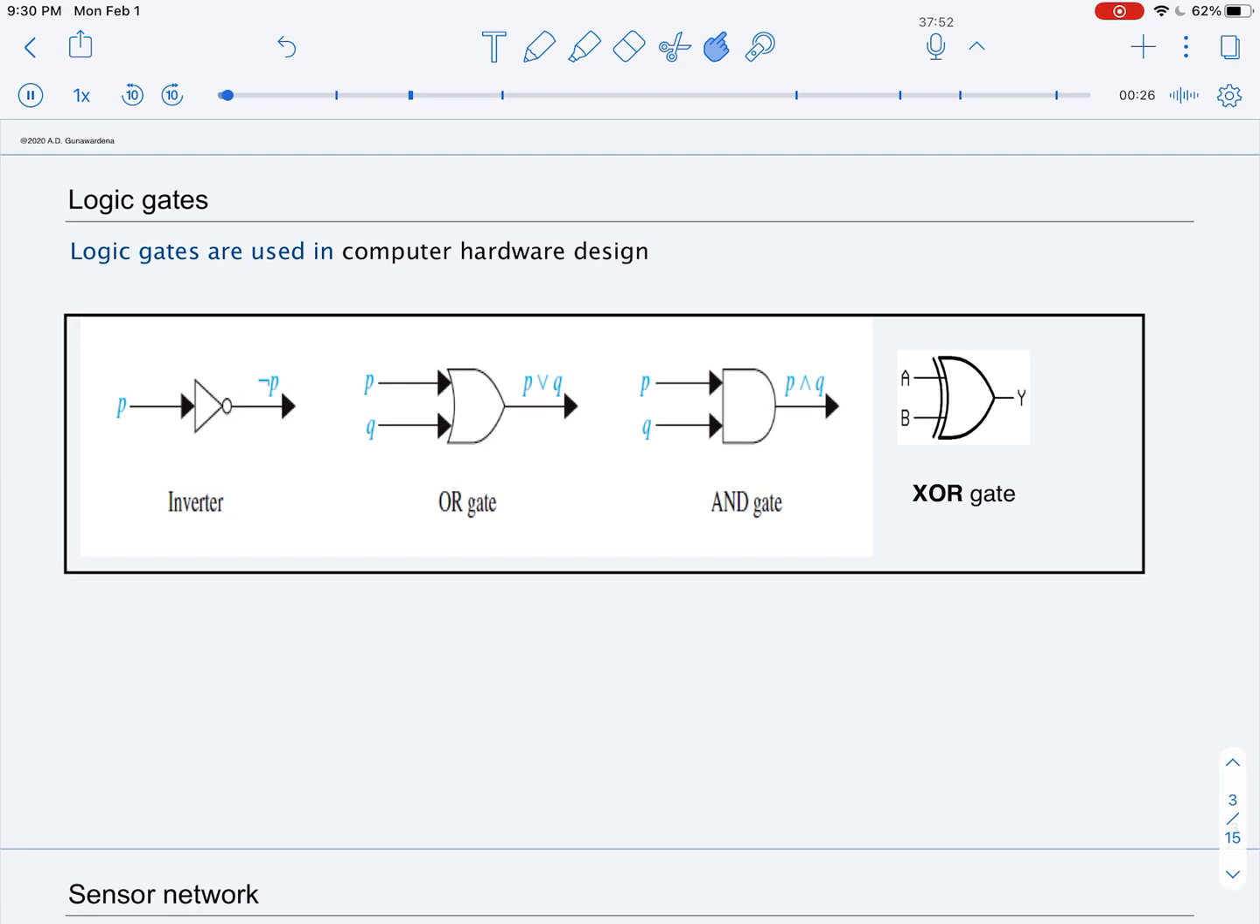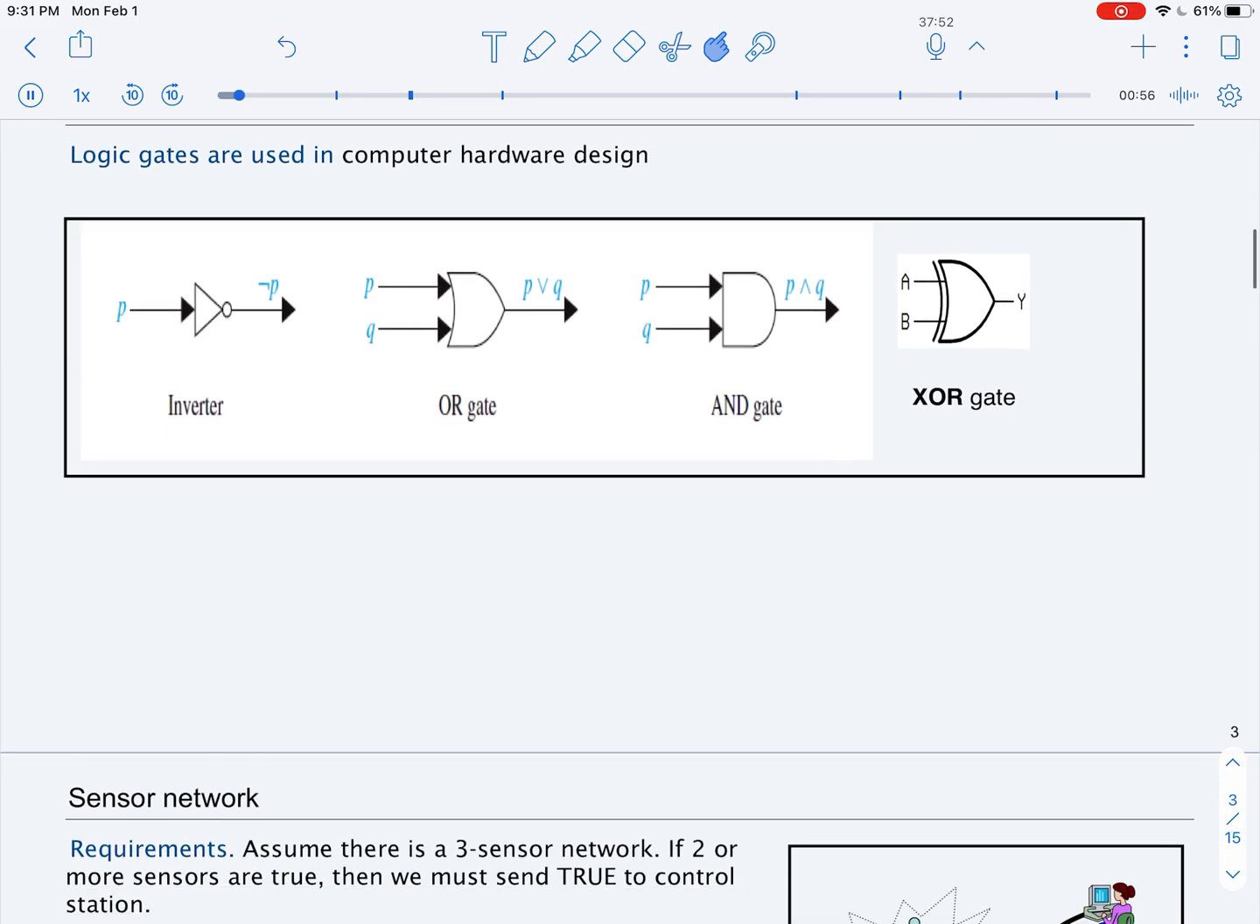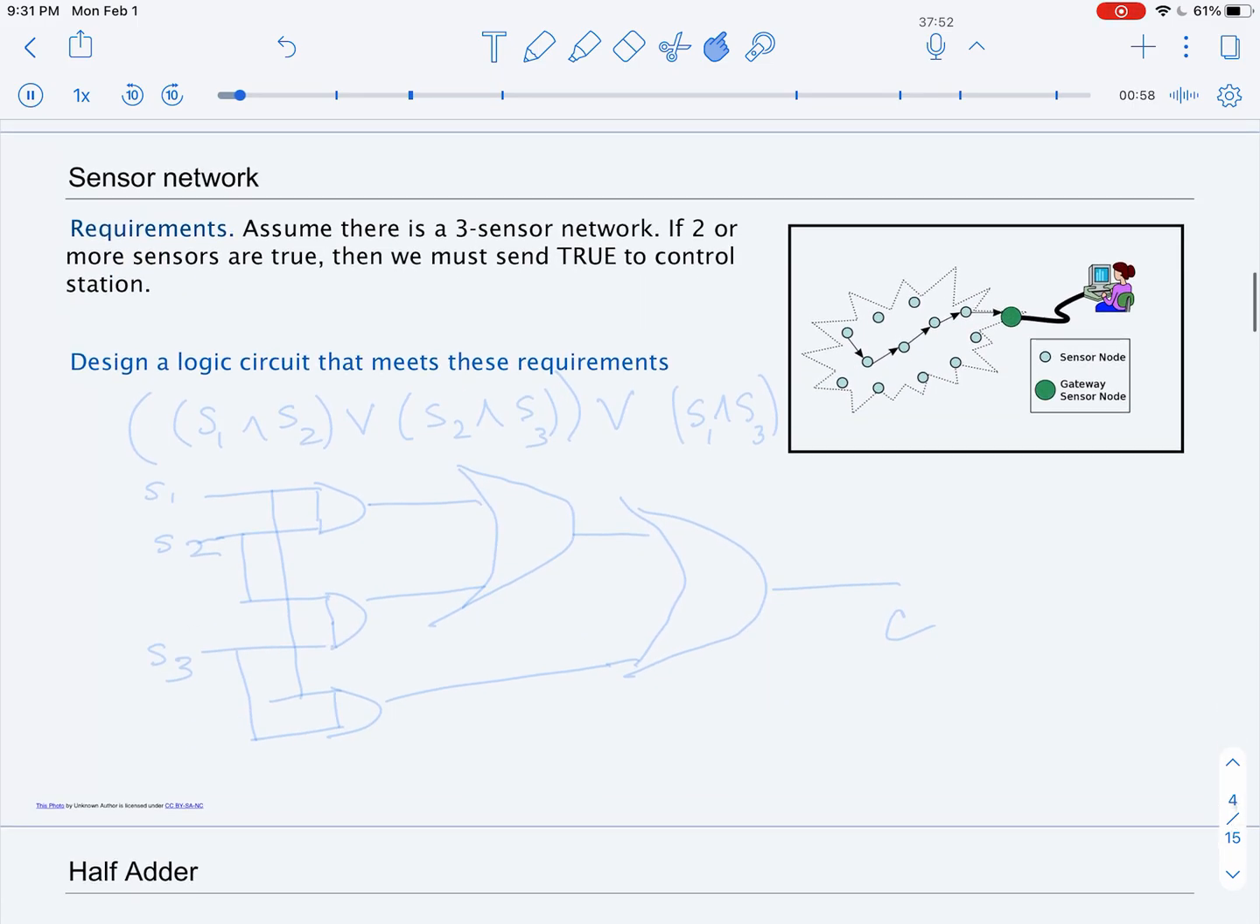So for example, if you have a bit passed to an inverter, the bit that comes out is the negation of it. Now an OR gate is given two inputs and calculates the OR. An AND gate, the AND of two bits, and the exclusive OR gate, the exclusive OR of the input. Let's see how these are actually used in an example.